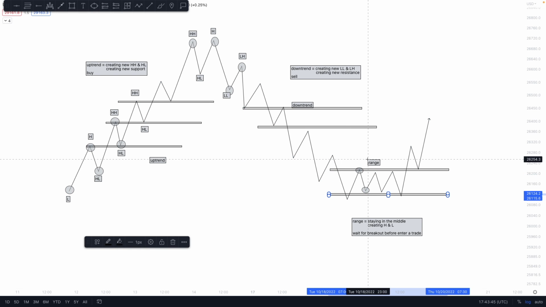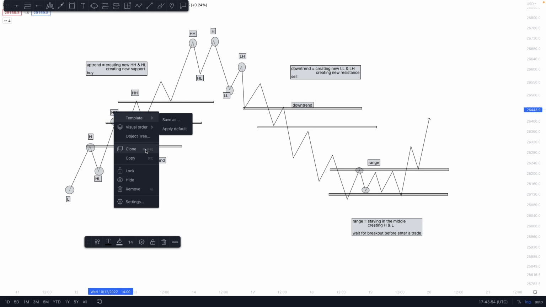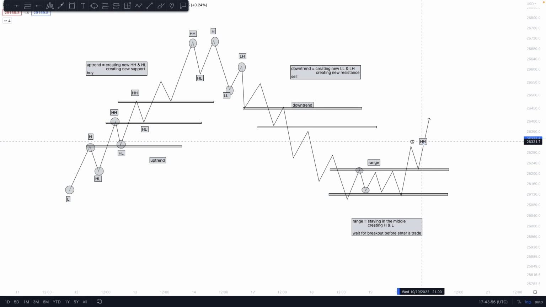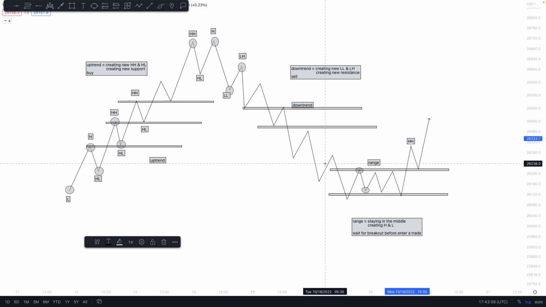So basically the market is just creating highs, low, high, low, high, low, and a higher high. Now that the market breaks above, we form a new higher high. Again, the reason why this becomes a higher high is because it's higher than the previous high. So you guys can see basically the flow. It just is going to repeat itself every single time.